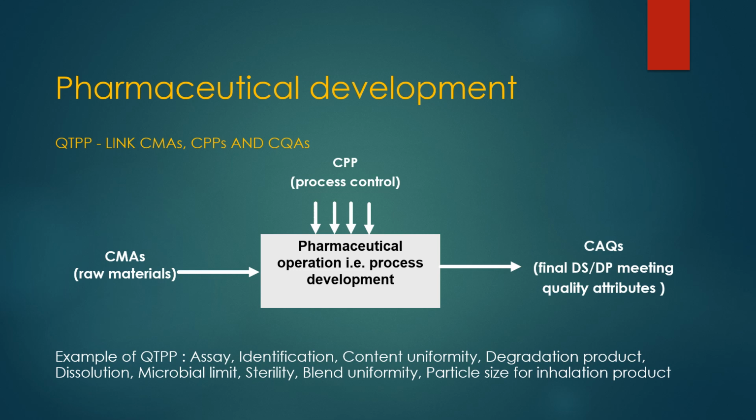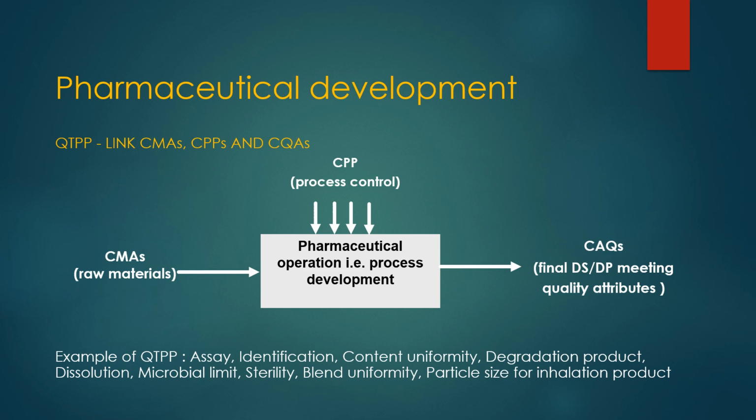This flow diagram shows the link between CMAs, CPPs, and CQAs. The selection of input materials containing the right material attributes is used in the pharmaceutical development. These input materials are controlled by applying process parameters during the development process to achieve the identified CQAs to meet the predefined objective and QTPP of the product.